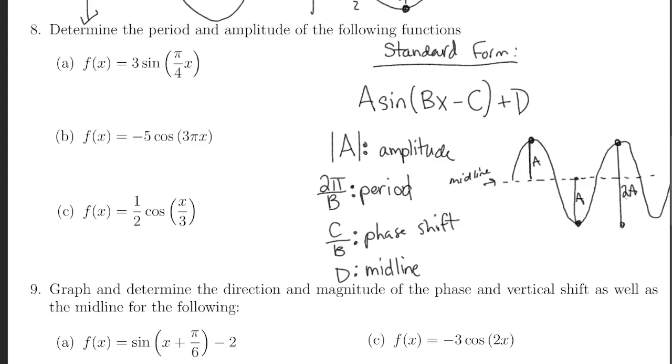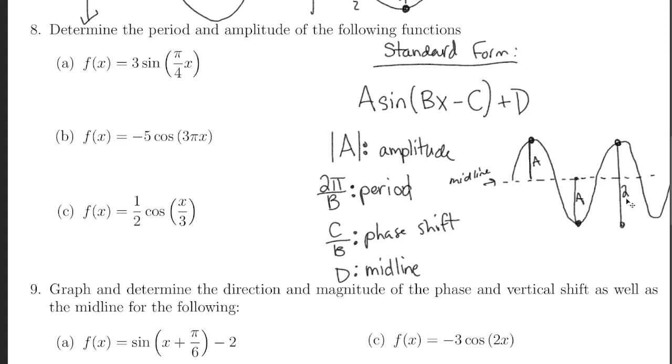So for example, if the amplitude was 5, that means that the highest point on the function would be 5 units above the midline, and the lowest point on the function would be 5 units below the midline, meaning that the whole height of the function, the range of the function, would be 10 units tall.